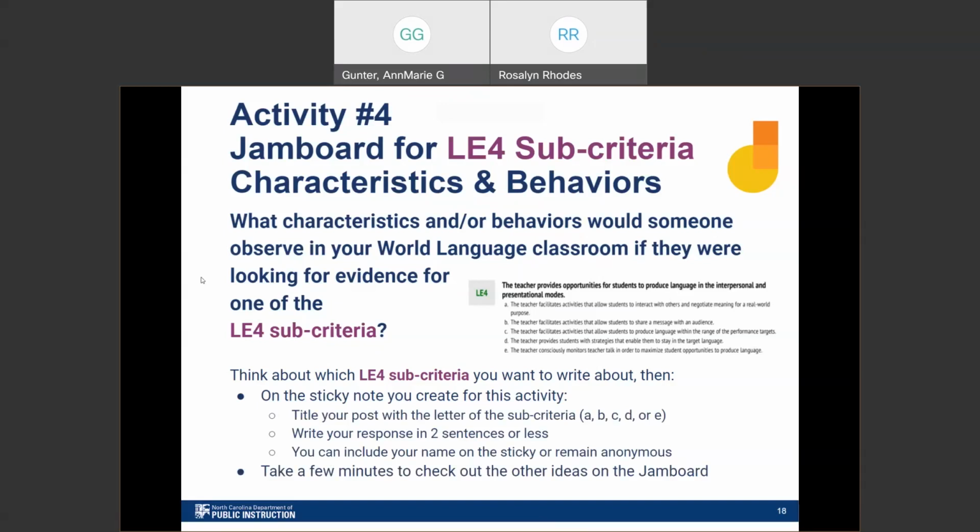You can take a few minutes to check out the other ideas that are there on the Jamboard. We'll do this activity for about 6 minutes, so we have just enough time to finish this up today before we head out. Quick question, because I am going to show you how to post things on a Jamboard if you need it. Please raise your electronic hand on the control panel if you already know what a Jamboard is.